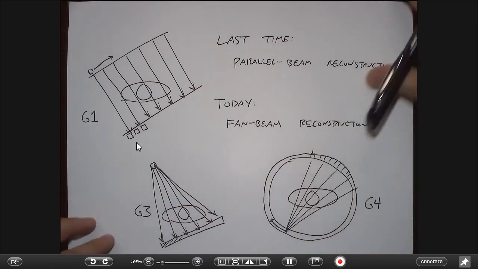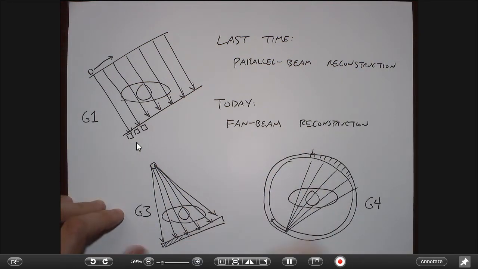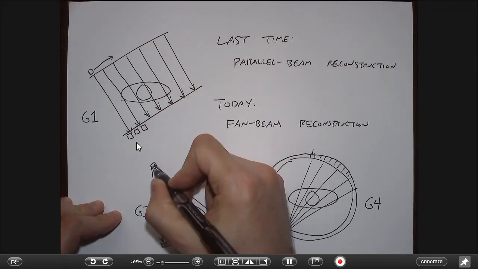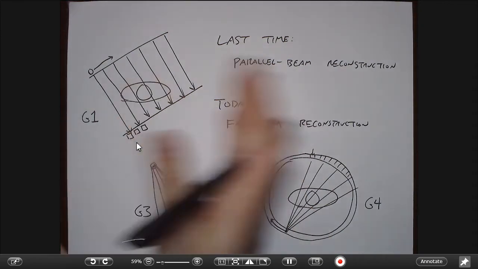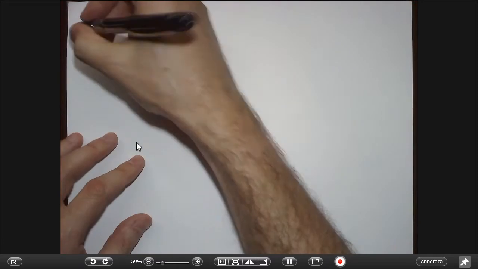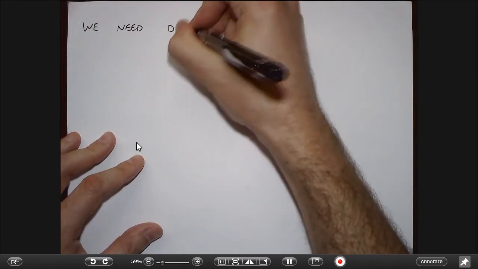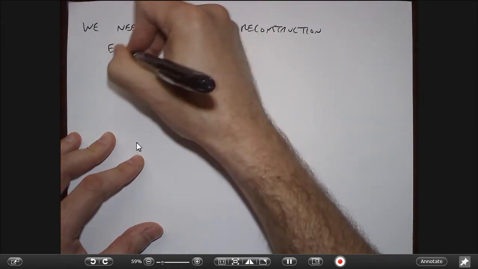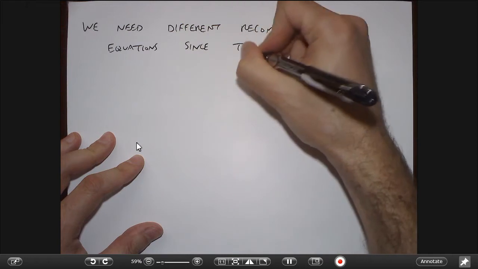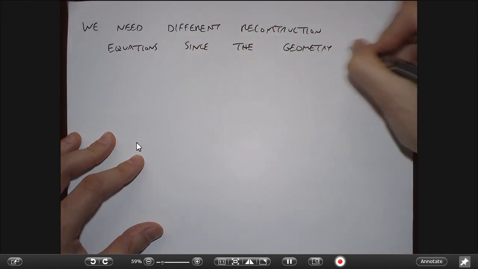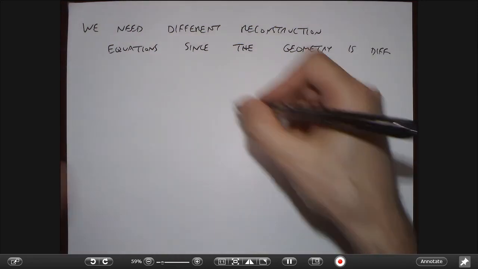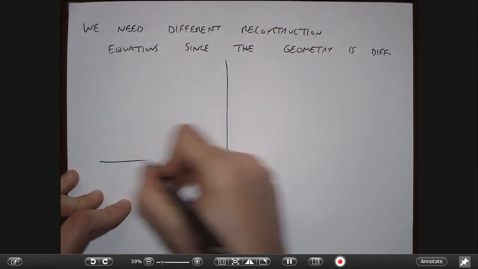So the problem is that I can't just directly apply the equations from last time to this different geometry. The reason is that instead of getting, for each position or each angle, a set of parallel beams, now I've got a set of angles this way, and at each place I have a spreading out fan of beams. So we need different reconstruction equations, since the geometry is different. Today's lecture is going to be basically a combination of changes of coordinates and trig identities and stuff like that. It's a little bit tedious, but I just wanted to have it out here for completeness in terms of how things actually work.